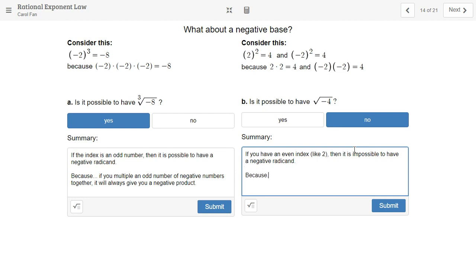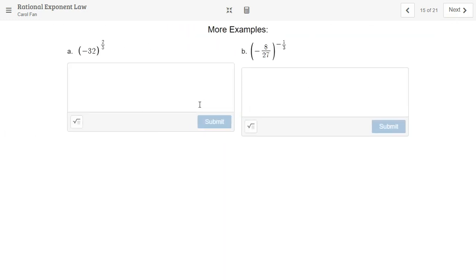Why? Because an even number of negatives multiplied together will always give you a positive product. Right, so we have some examples now where we have a negative base.